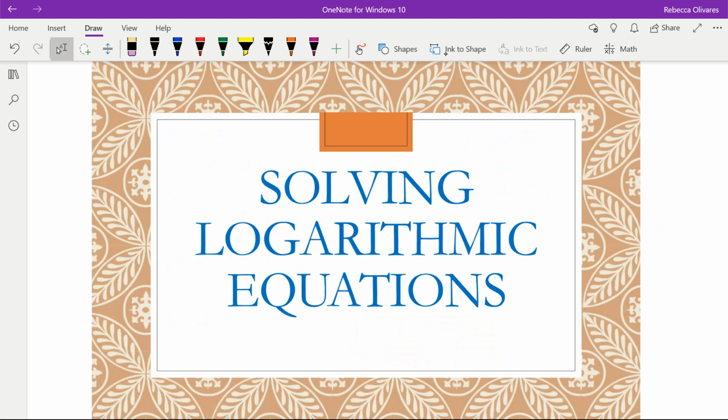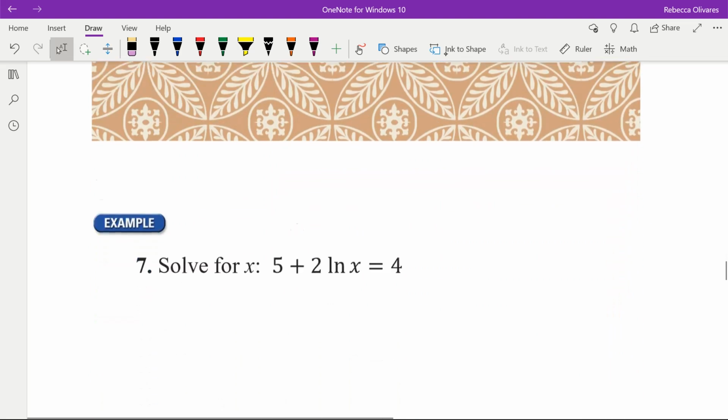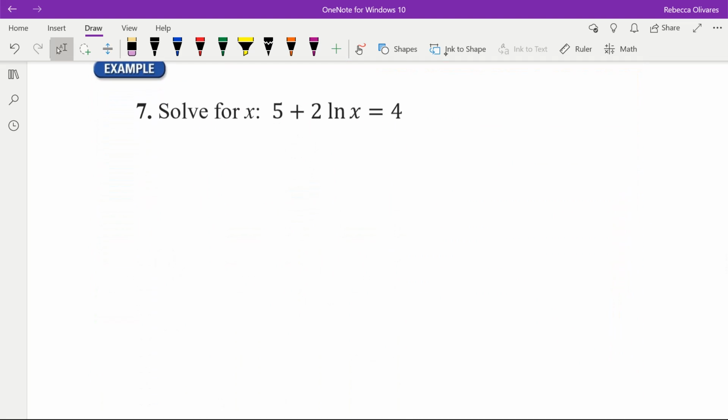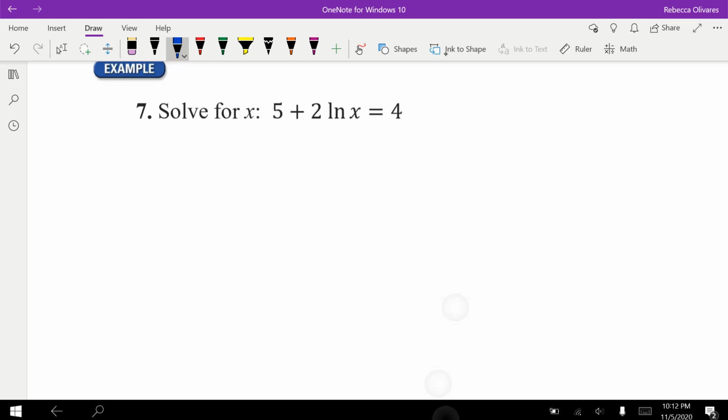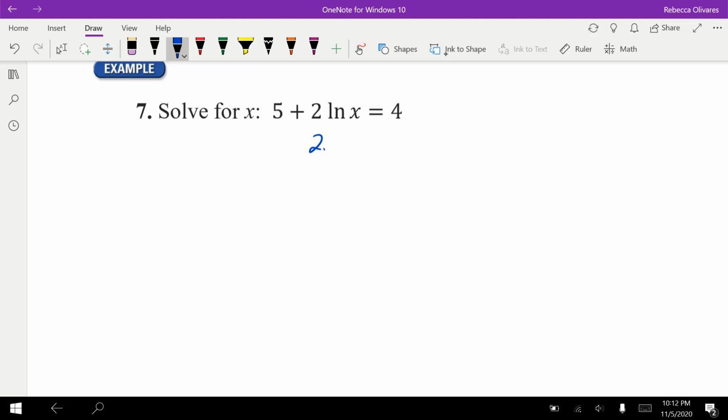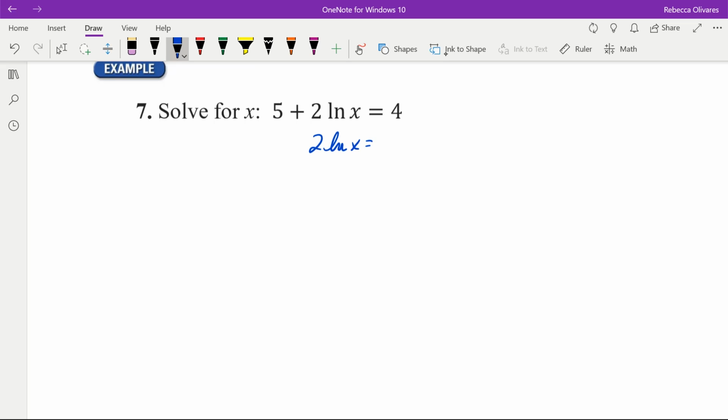Off with exponential, let's solve some logarithmic equations. Let's start with a simple one first. So just like with the simple exponential, we're going to isolate the logarithmic expression here. So I'm going to subtract the 5. So we're going to have 2 natural log of x equals negative 1 and divide by 2. So natural log of x is equal to negative a half.